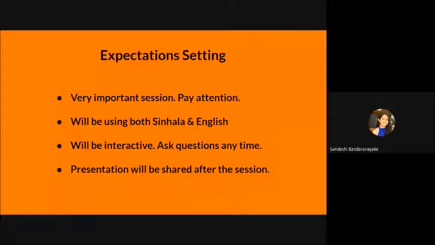So this is a very important session. We kept telling you all this, so pay attention. And I'll be using both Sinhala and English for the benefit of most of us. But if there are Tamil boys and girls in the call, don't worry. I'll make sure that you don't miss out the important points. And this will be interactive.